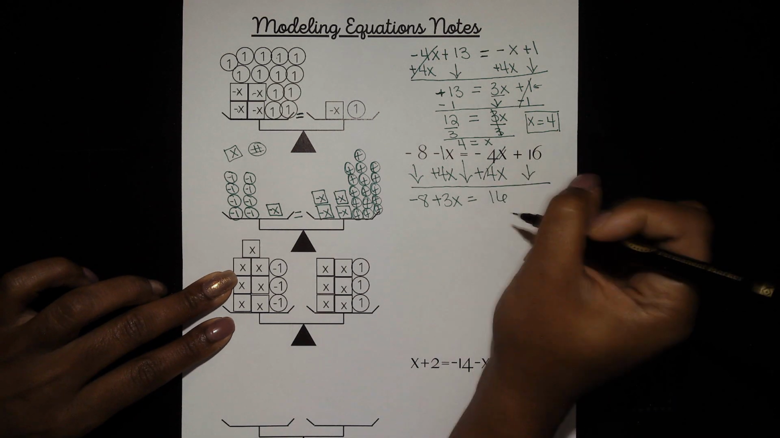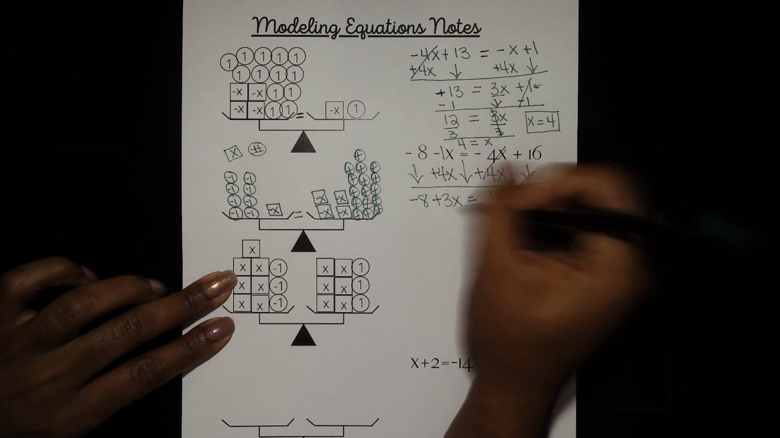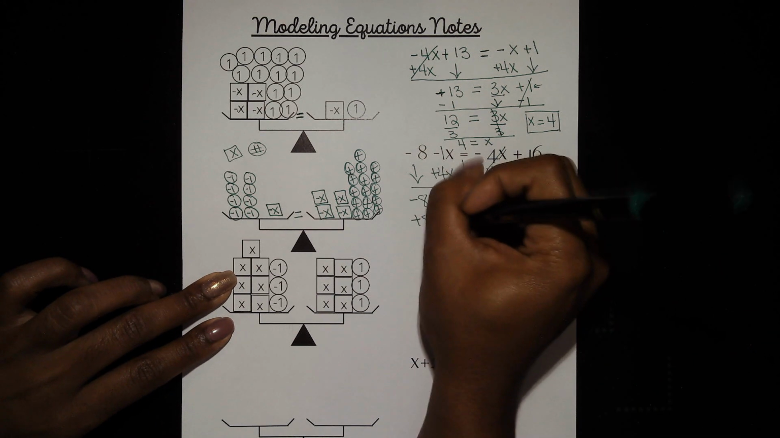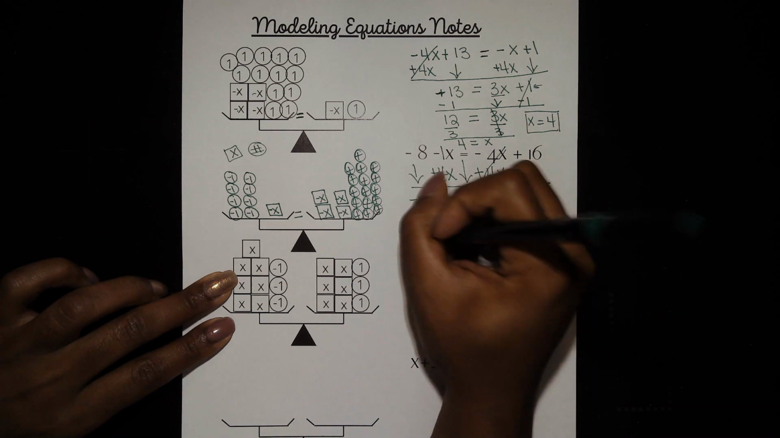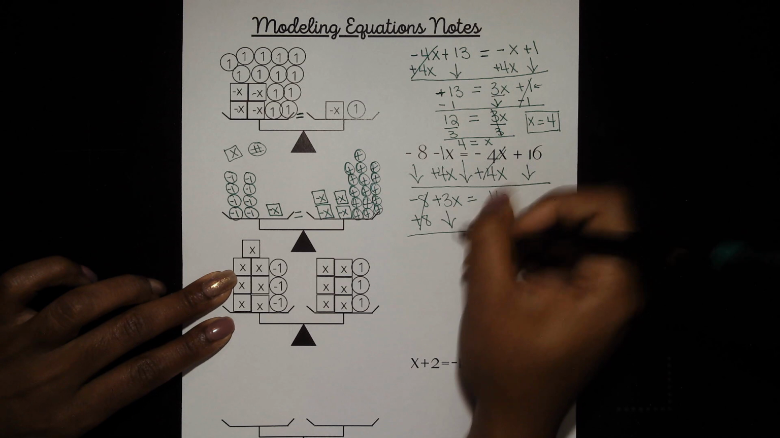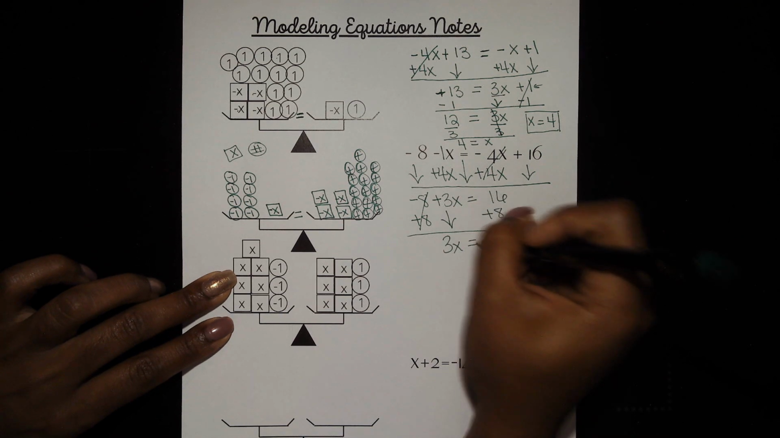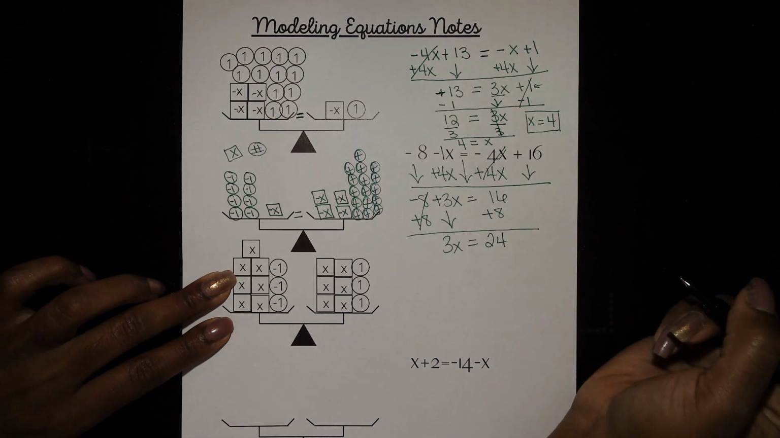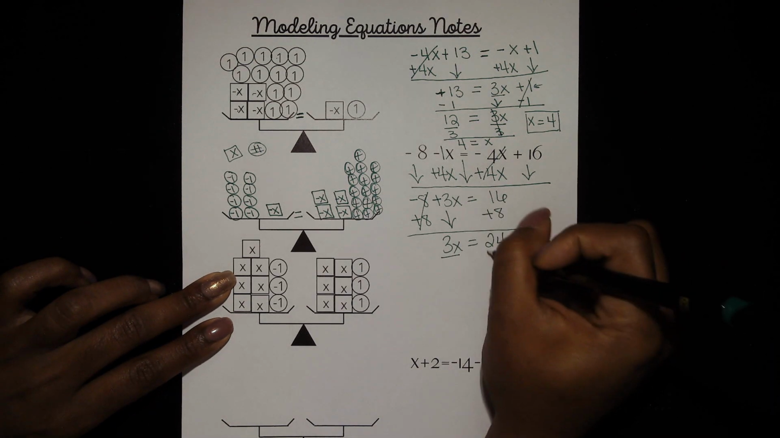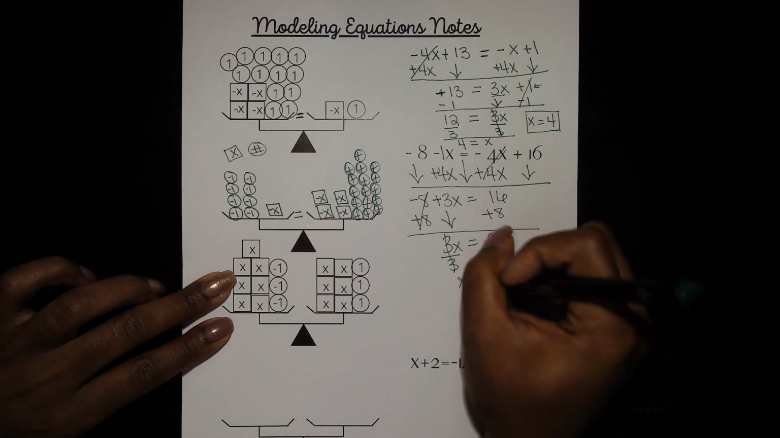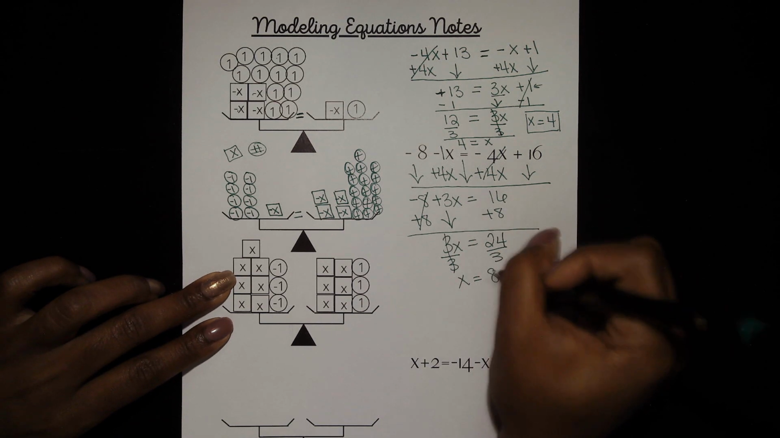Next, I have 3 terms, and I want to make it 1 and 1, so I'm going to get rid of this 8 first. So add 8, add 8. -8 plus 8 is 0. I'm going to bring down my 3x equals, and 16 plus 8 is 24. Lastly, I'm going to divide both sides by 3. 3's cancel out. X equals 8.